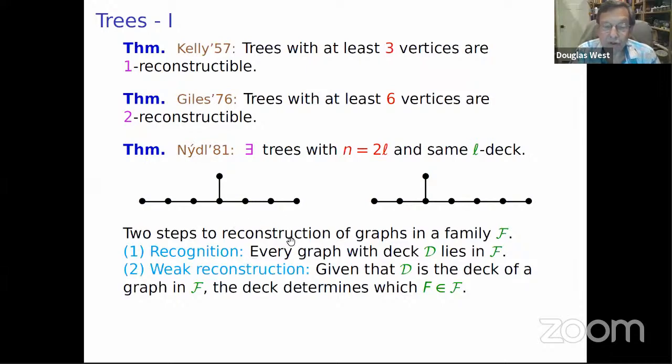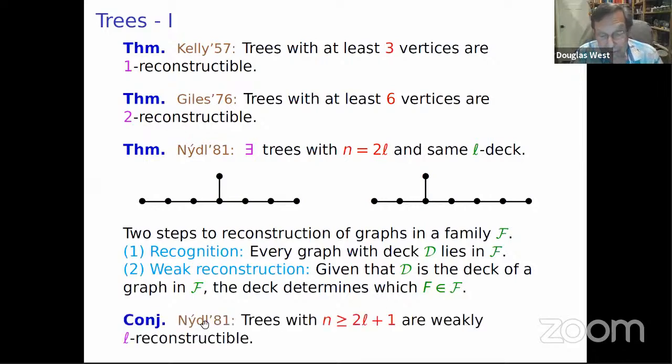Now, when we want to show reconstruction or L-reconstructibility of graphs in a given family F, this generally takes two steps. First, there's the recognition step. We need to show that every graph with the deck of a graph in this family also lies in the family. And then a part that's called weak reconstruction, namely given that we have the deck of a graph in this family, show that the deck determines which graph we have in this family. So let's think about what that means for trees. Needle made the conjecture that trees with at least 2L plus one vertices are weakly L-reconstructible, meaning that if you know that the deck came from a tree, the deck would determine which tree it is.